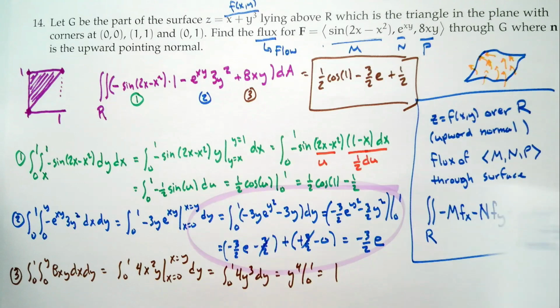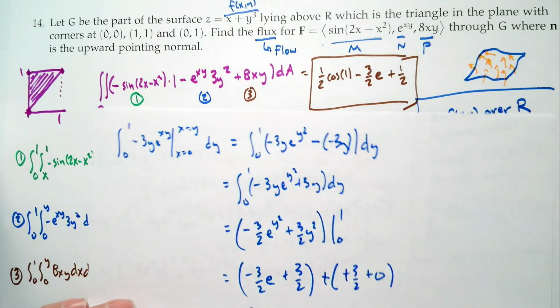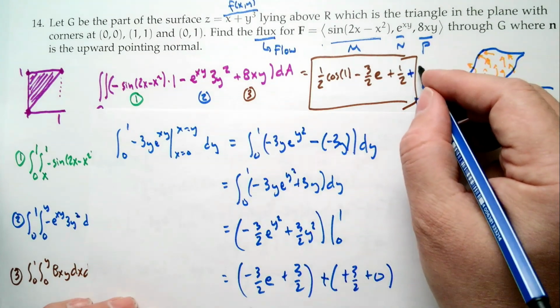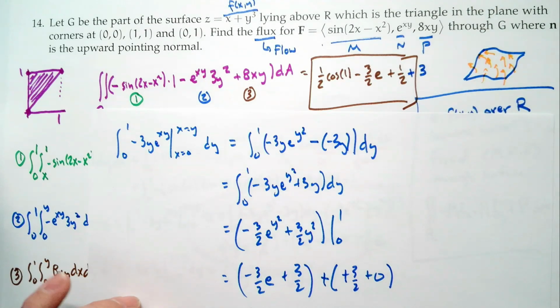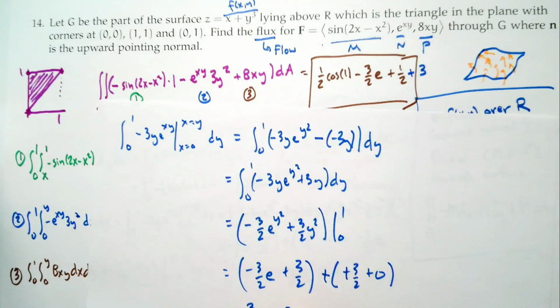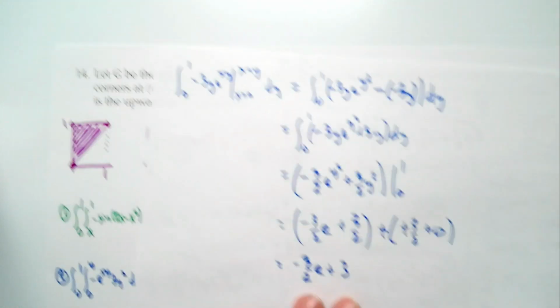Which means, because I said minus 3 halves e, the correct answer needs plus 3 more. All right, so that's the correction. Just want you to know, in case you're like, it seems wrong. Well, it was wrong. So that explains that. All right.